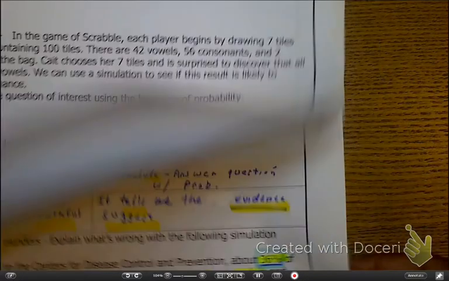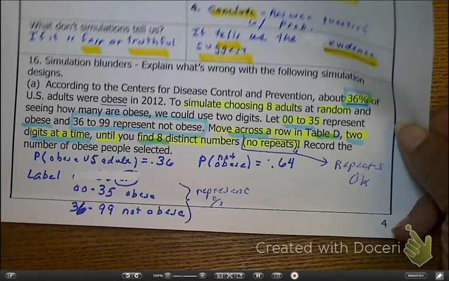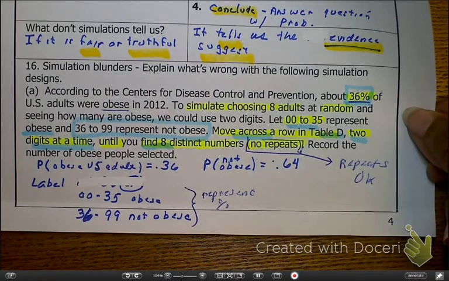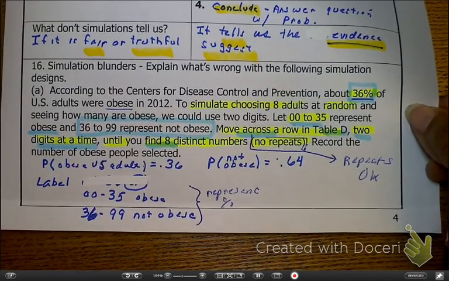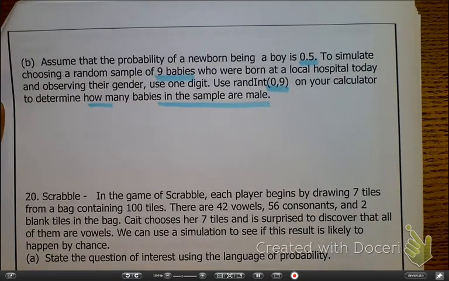Okay, so we left off right here as I flip through it, on page 4 of the notes, number 16, and the question is simulation blunders. What's wrong with the following simulation? We left off at A. Now we're about to do B.